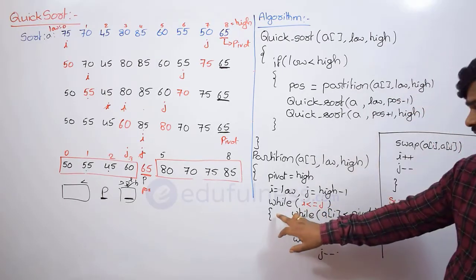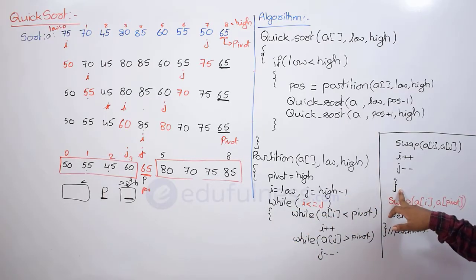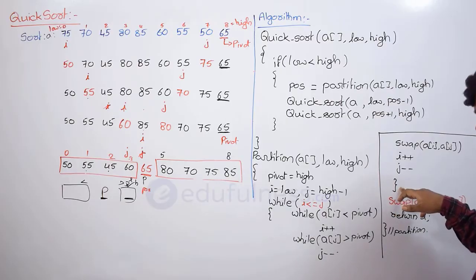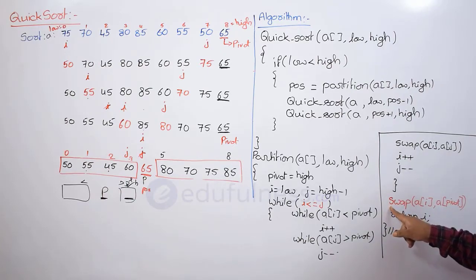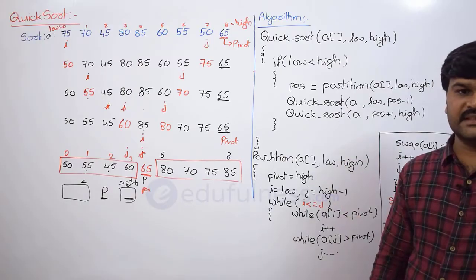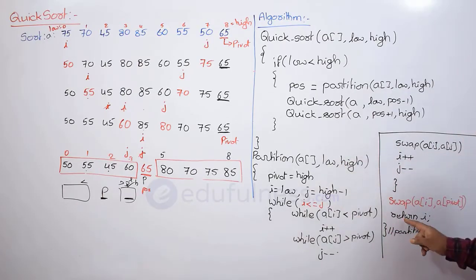By the time the outer while loop is terminated, you find the position for the pivot element. Once you find the pivot position, we have to perform the swap: the ith element is swapped with the pivot position element. After this swap is completed, the pivot is placed in its proper position in ascending order. After that, you have to return the position where the pivot is placed, which is the ith position.